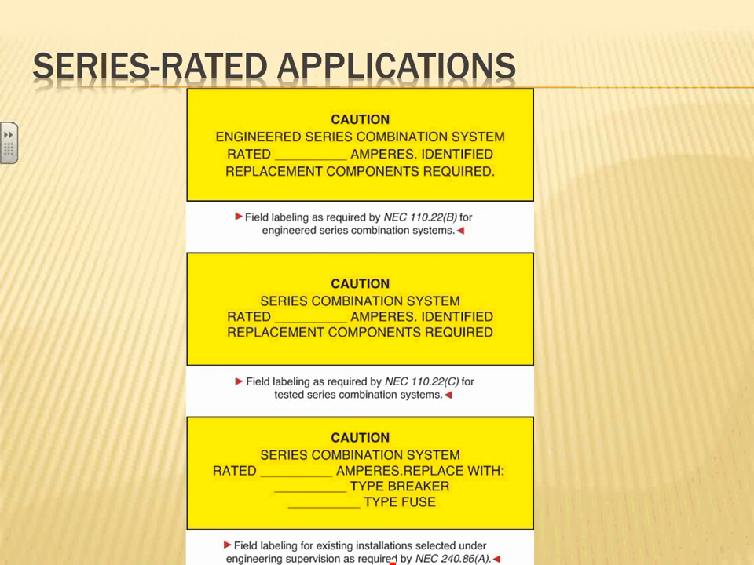If you have a QO circuit breaker, you cannot put in a QP if they are series rated, unless it's identified by the manufacturer. So when they are series rated, if you series rate circuit breaker A with circuit breaker B, you can put C instead of A or B.